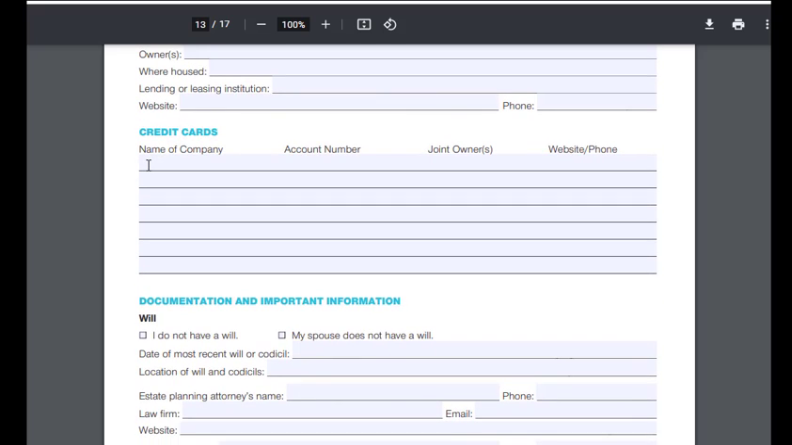Credit cards. Yes. 1, 2, 3, 4, 5, 6, 7. There's only 7 spots. So if you have more than 7 credit cards, you're going to have to make 2 copies of this page. Just put the name of the company, the account number, who the owners are on the account, and any information where you can get a hold of that credit card company if you need to change the account name or cancel it and such.